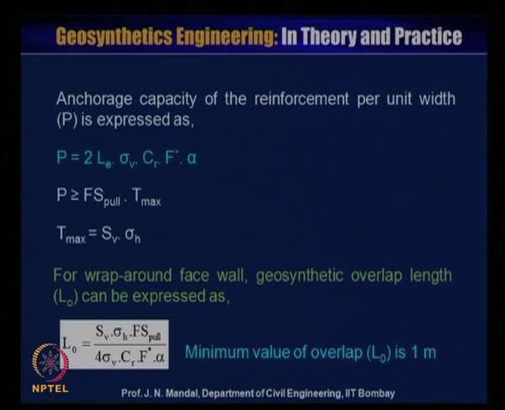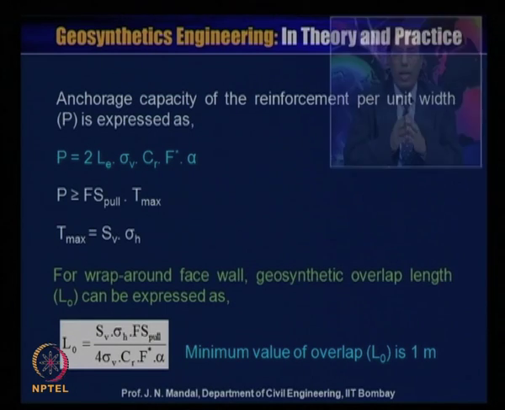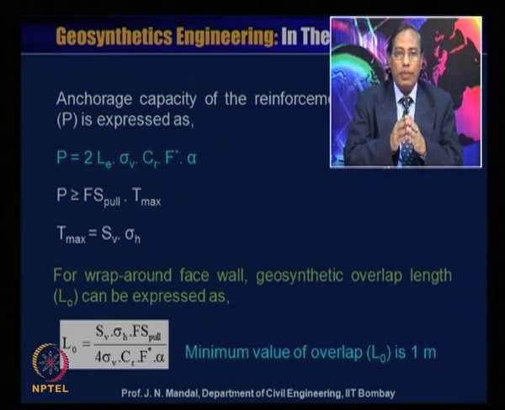The anchorage capacity of the reinforcement per unit width, P, can be expressed as P is equal to twice LE sigma V CR F star into alpha. So P is greater than or equal to the factor of safety for pull-out into T maximum. T maximum will be equal to SB into sigma H, where SB is the spacing between the reinforcement.